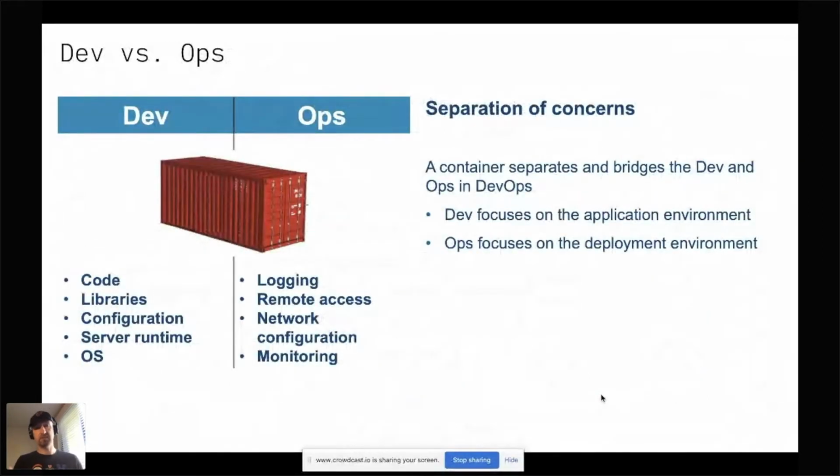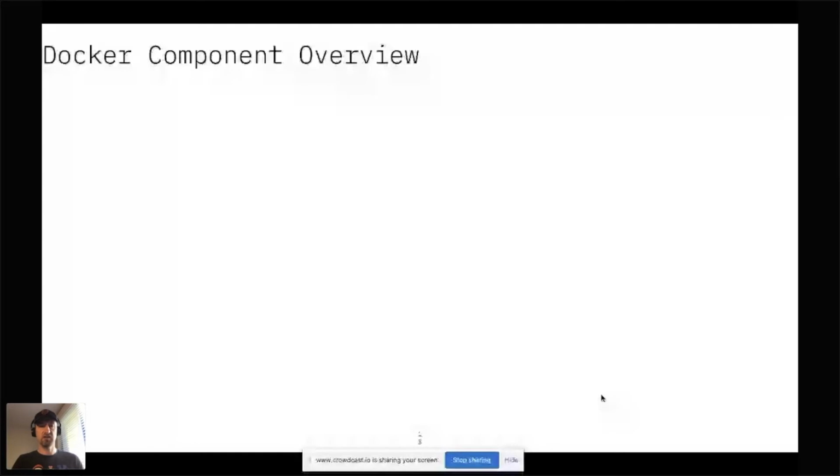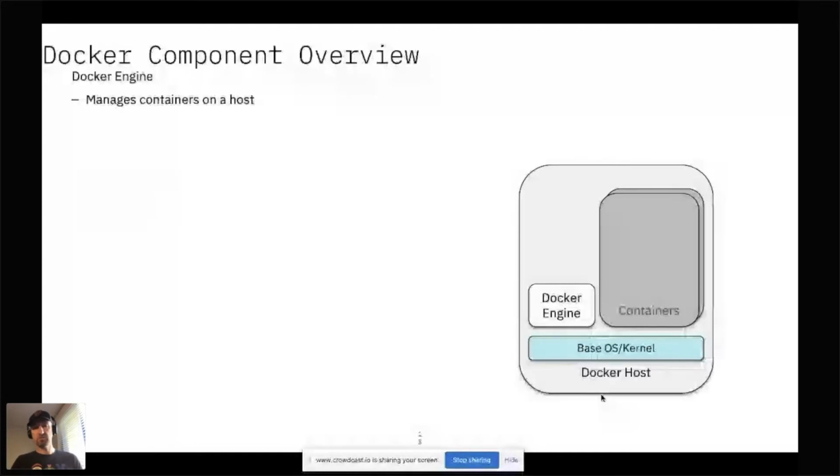And development and operations meet together, because on one hand side, you have all these code dependencies. On the other side, you have all these operational dependencies that are being merged and provided to you via this container technology. So what are the components in brief?